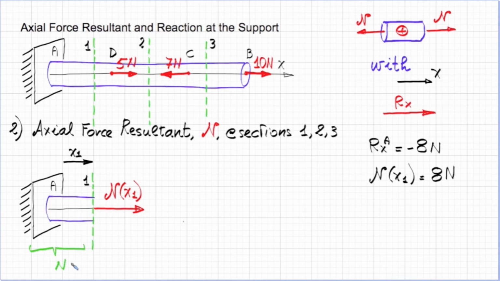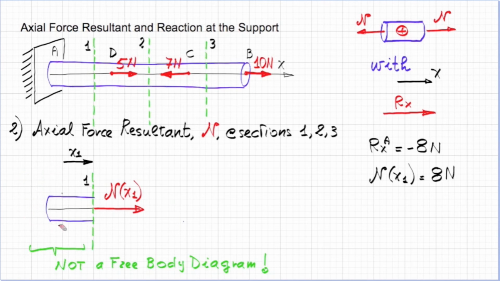This is not a free body diagram because there is a support and we do not know in this sketch what the support is doing to the bar. So if we want to keep the left side of the bar, we cannot have the wall there. We need to get rid of the wall and replace the wall with the force that the wall was giving to the bar. We have already calculated this.